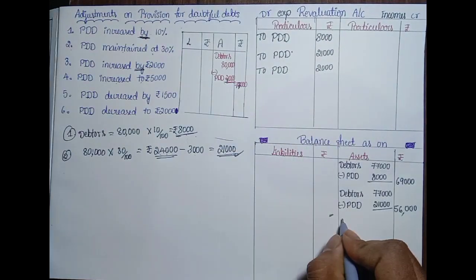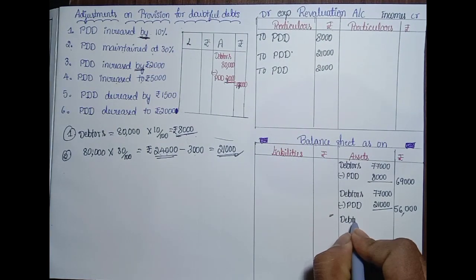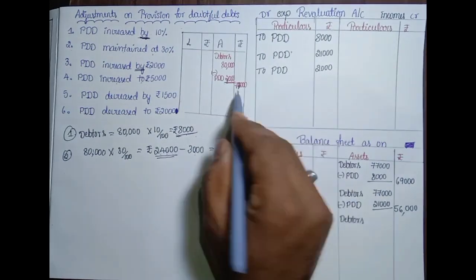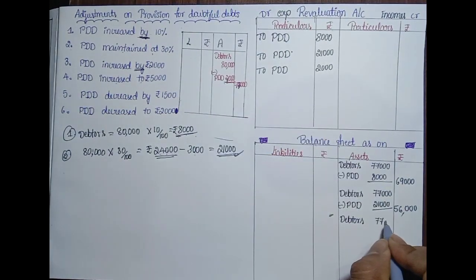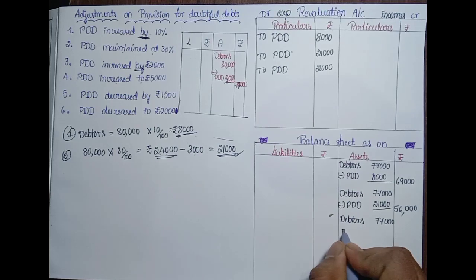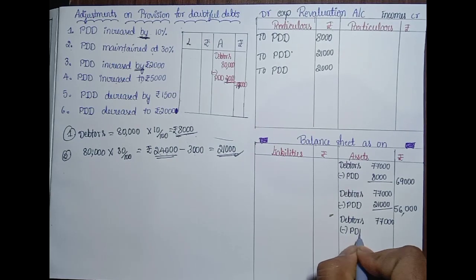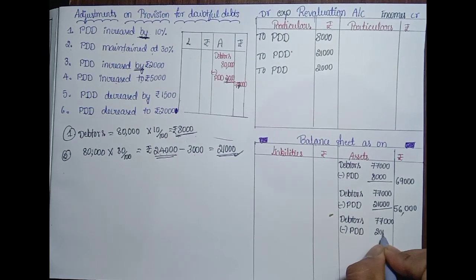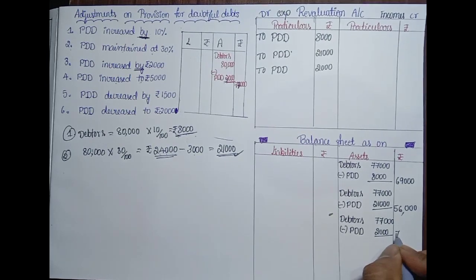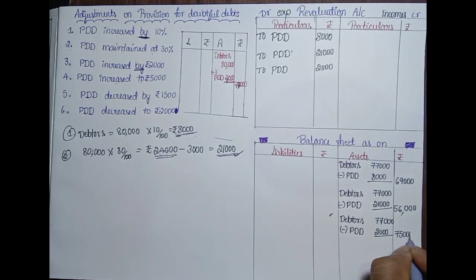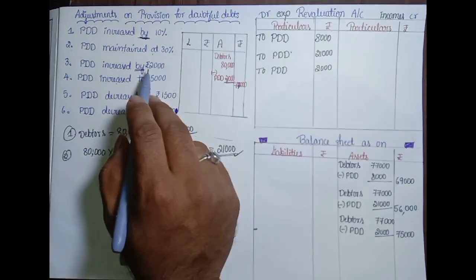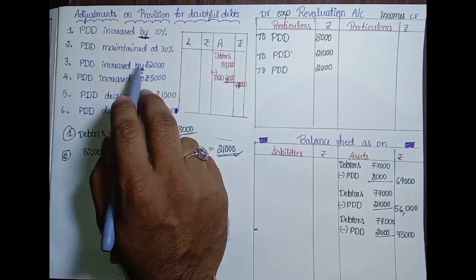And in the balance sheet it is simple, debtors, that is net debtors, here we are having 77,000 minus provision for doubtful debts, that is 2,000 rupees. So finally we will get 75,000 in the outer column. So if they are saying the amount directly, we can take it by, if it is.